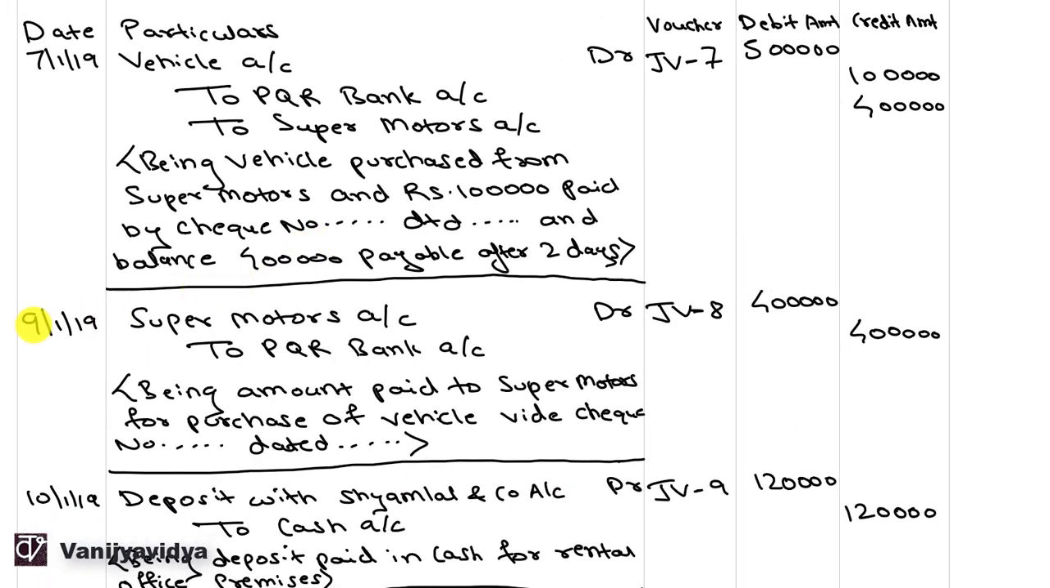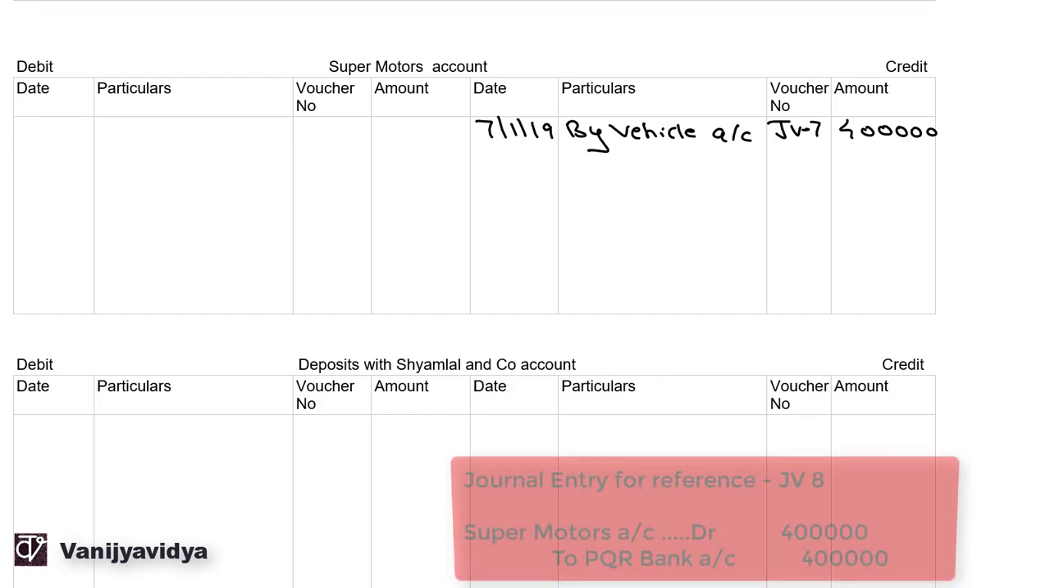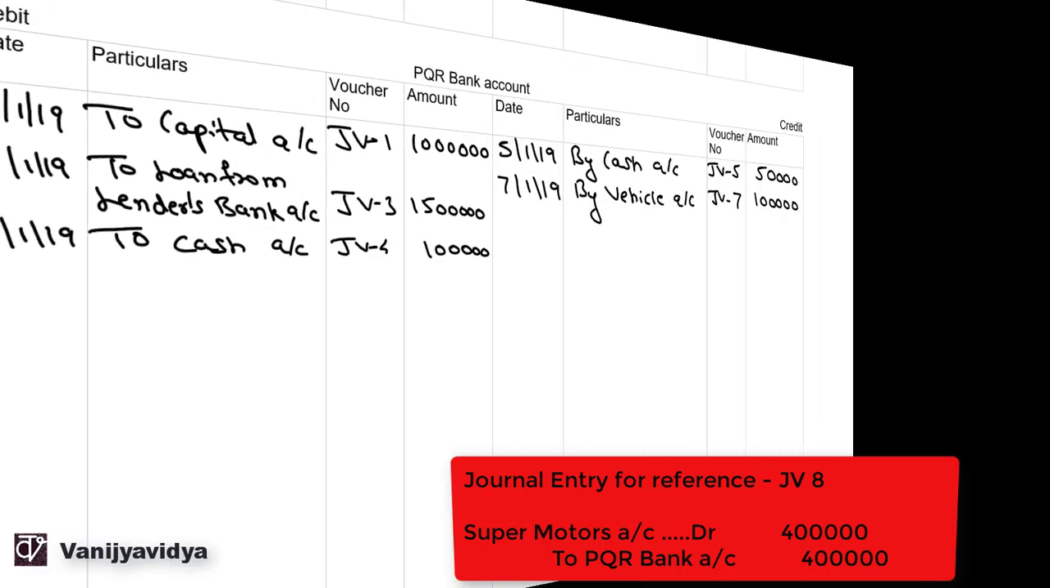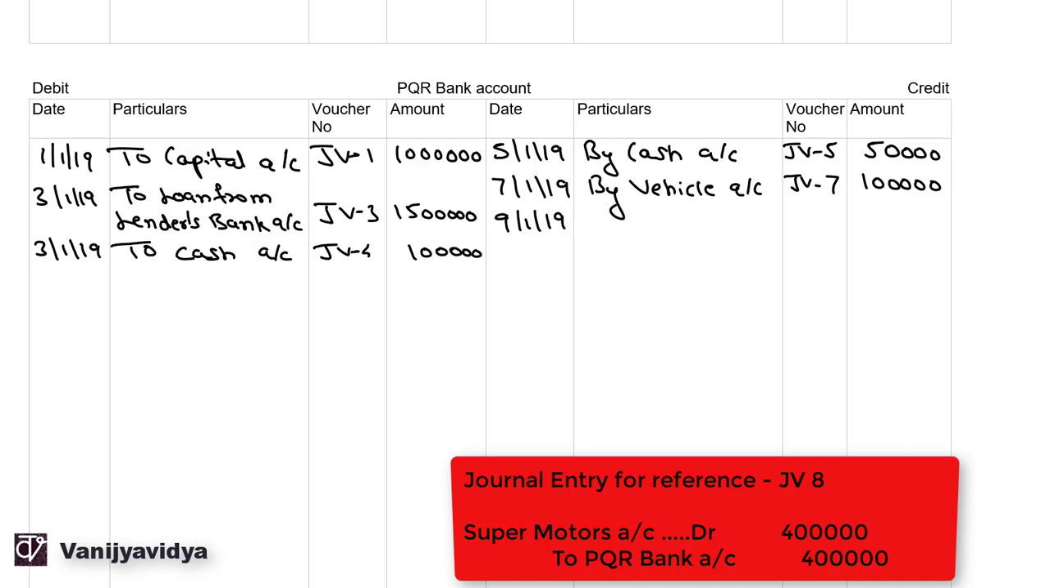9 Jan 2019, Super Motors account debit 4 lakh to PQR bank account 4 lakh, JV8. So one impact will be on the debit side of Super Motors account, another impact will be on the credit side of PQR bank account. Let's post this journal entry. Debit side of Super Motors account 9 Jan 2019 to PQR bank account JV8, amount is 4 lakhs. PQR bank account credit side 9 Jan 2019 by Super Motors account JV8, amount is 4 lakhs.